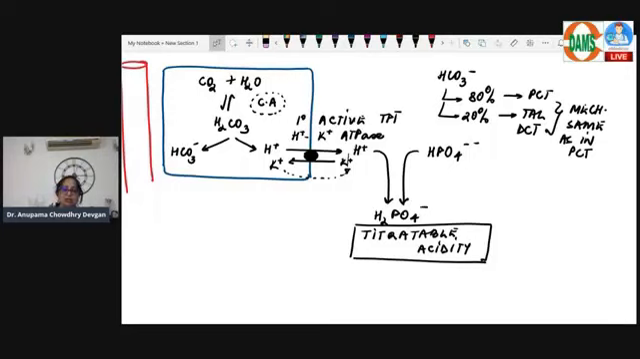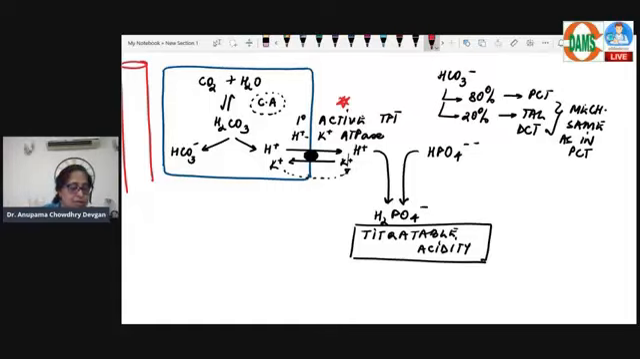H plus is now secreted by primary active transport. In the PCT, it was a secondary active counter transport. To buffer the H plus, there is no bicarbonate left because 80% of the bicarbonate was utilized in the PCT. For every H plus secreted, one bicarbonate entered into the blood. Yes, we said indirect reabsorption. PCT, 80% is gone. 20% thick ascending limb and DCT.